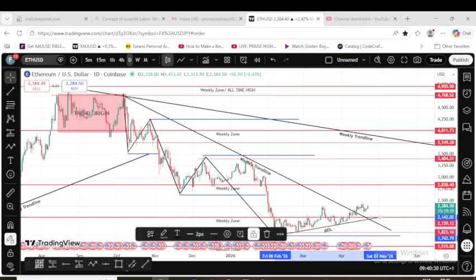This is a daily trend line because we're still on the daily. Oh no, I apologize for that. This is a daily trend line because we're still on the daily time frame.